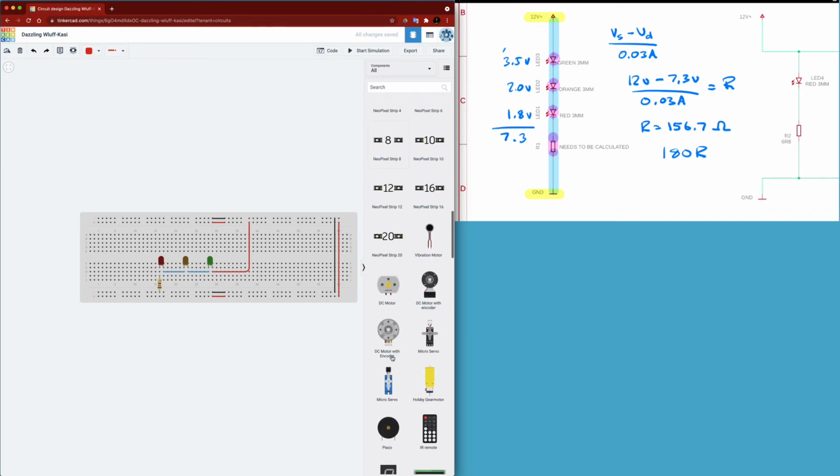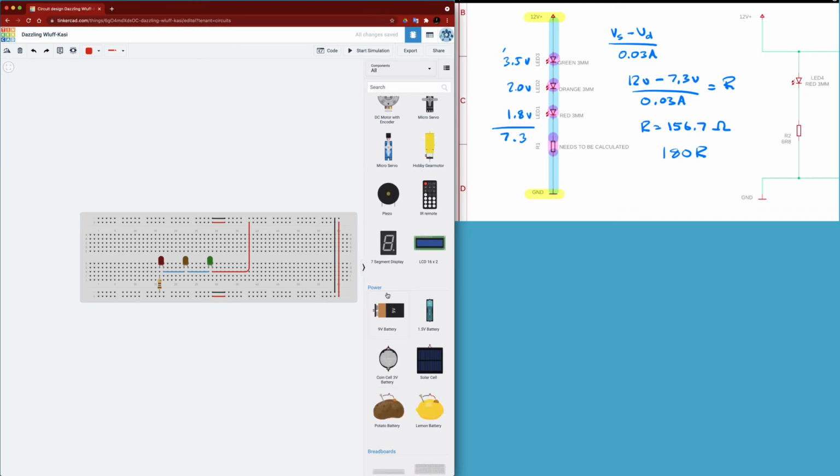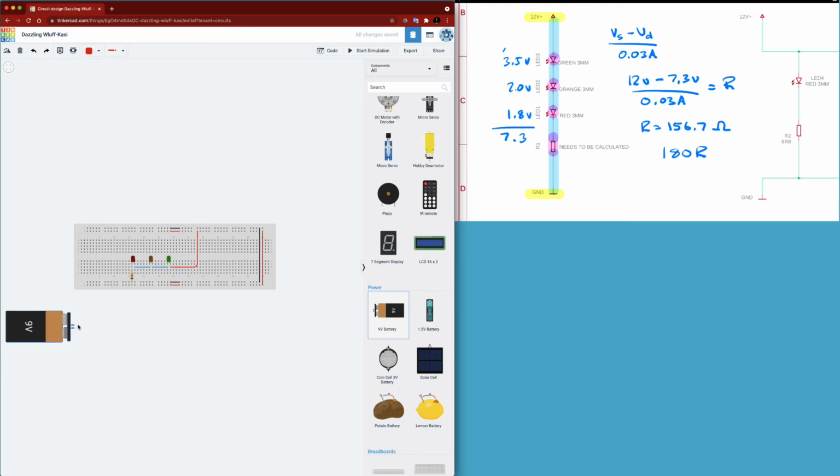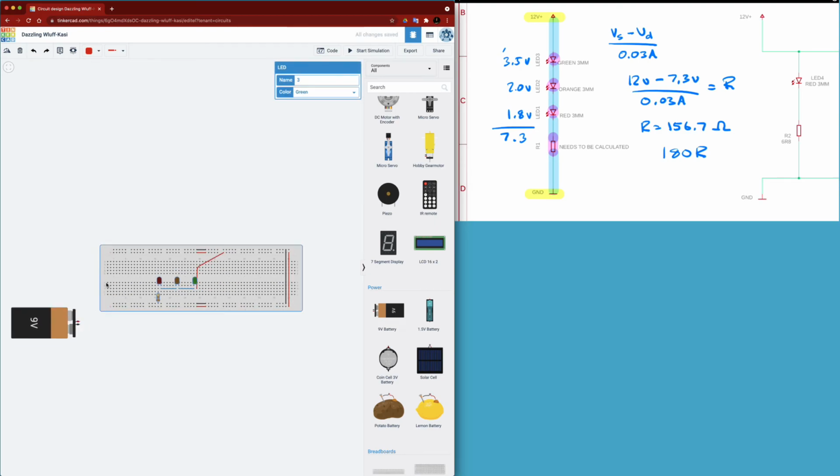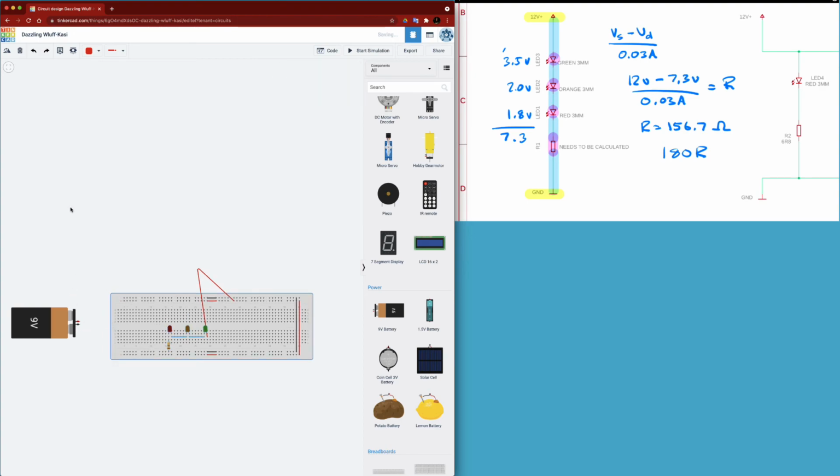So I need to go find a battery. There's a 9-volt battery right there, so I'll bring that in, and I can press R to rotate it and zoom out, and I'll put that right there and bring this down to there. And now I'm going to grab a red wire off of here, sort of bring it up and over to positive. You can straighten those out, and I'll go grab a black wire and bring it from the negative side of the battery down to the ground rail.